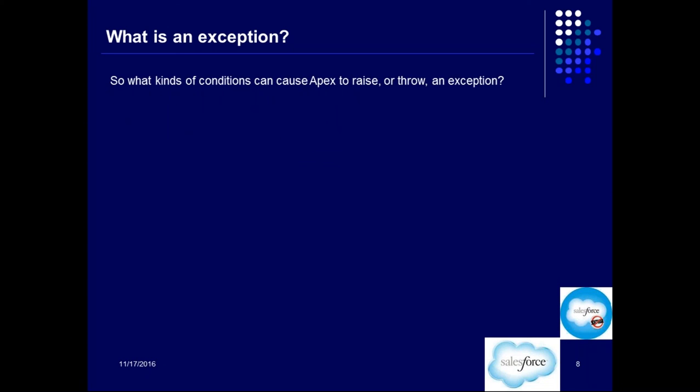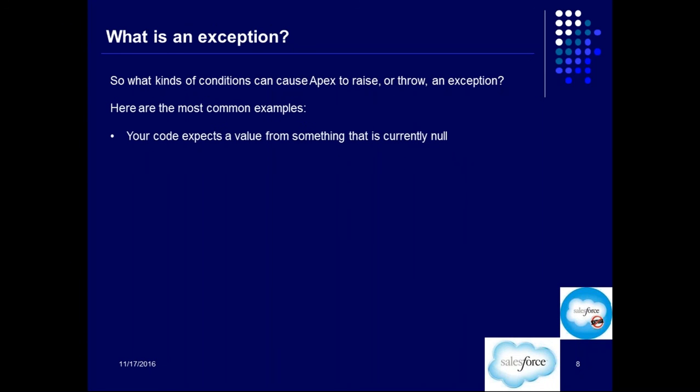Okay, so what kinds of conditions can cause Apex to raise or throw an exception? So what can actually throw an exception? So here are the most common examples. Your code expects a value from something that is currently null. Let's say your code is expecting a value, but from something which is actually null at this point of time. Another scenario can be you're trying to perform an insert or update statement which fails to pass a custom validation rule you have set.